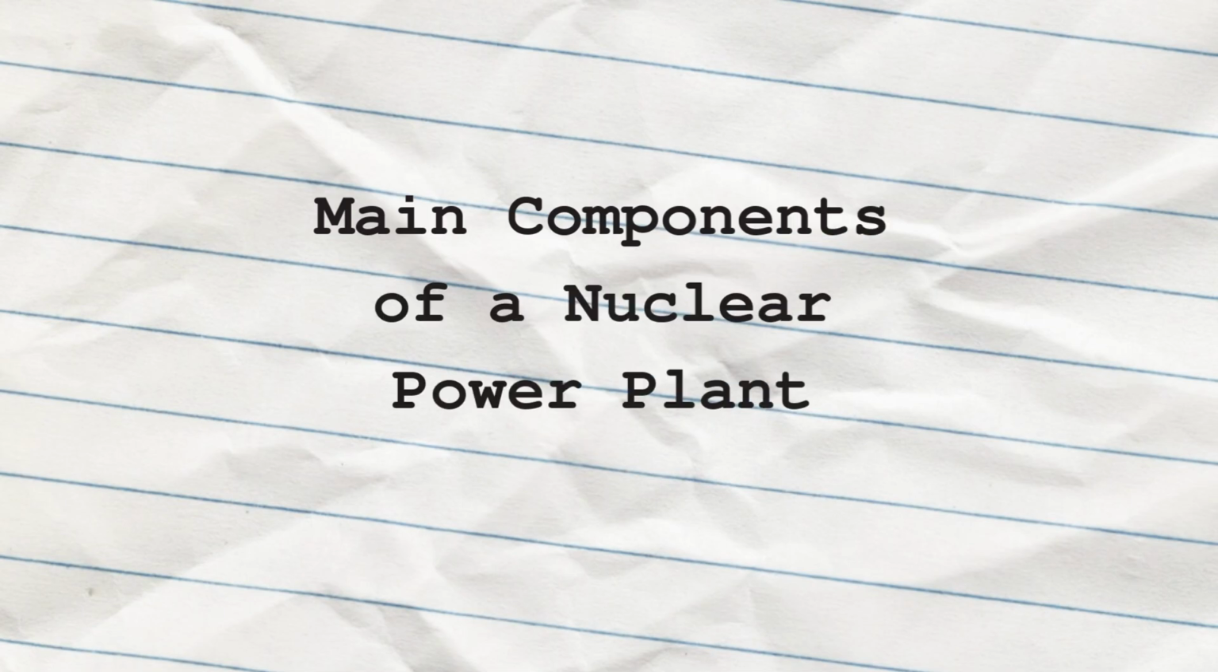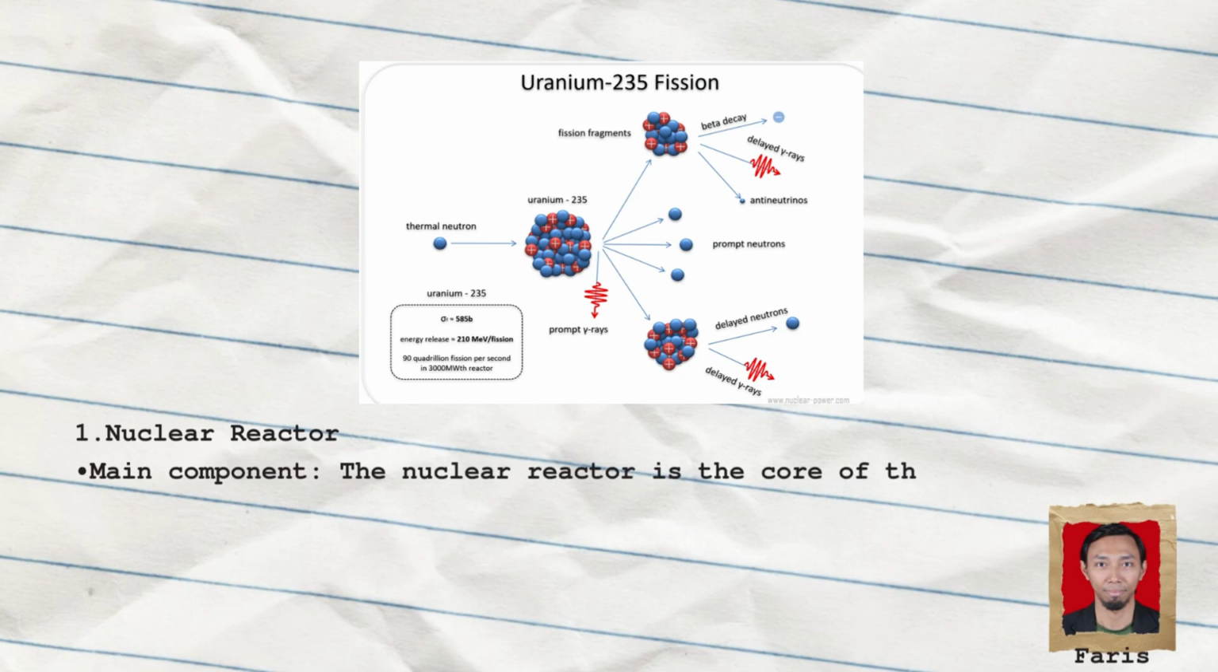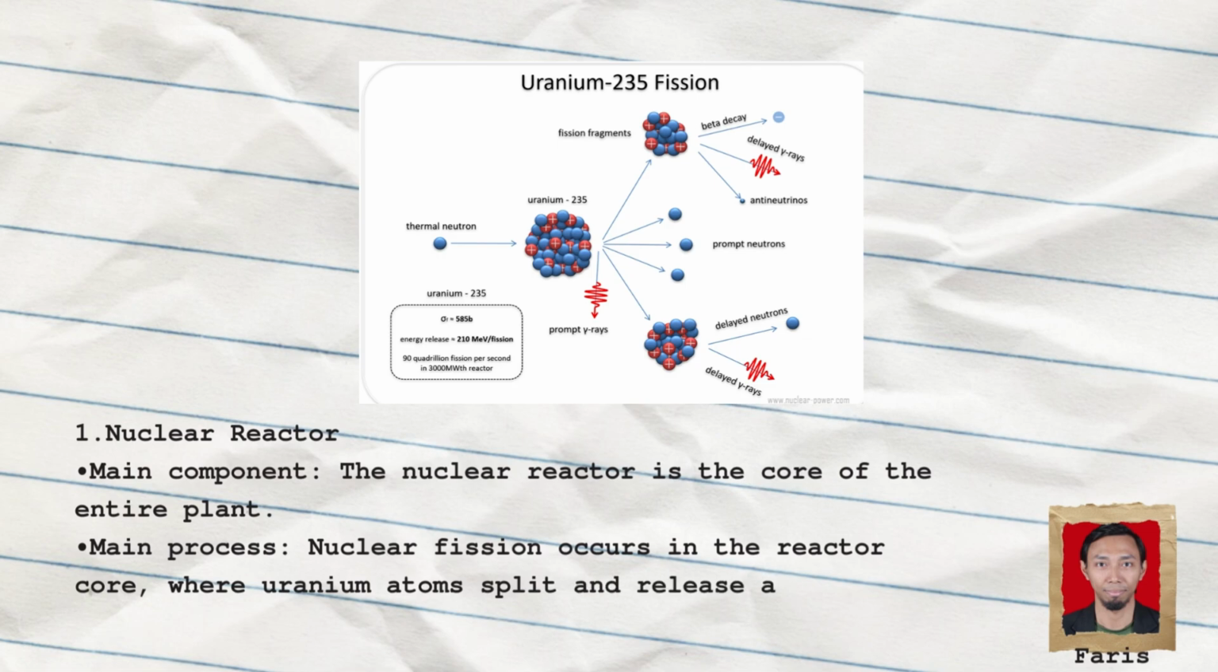Main components of a nuclear power plant. First component, nuclear reactor. The nuclear reactor is the core of the entire plant. Nuclear fission occurs in the reactor core where uranium atoms split and release a large amount of heat.